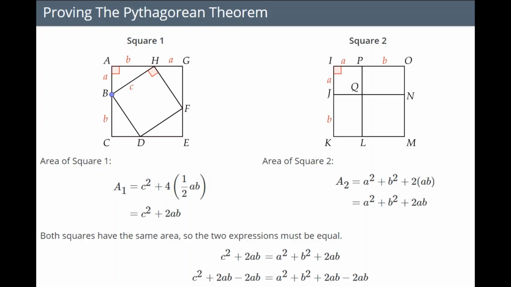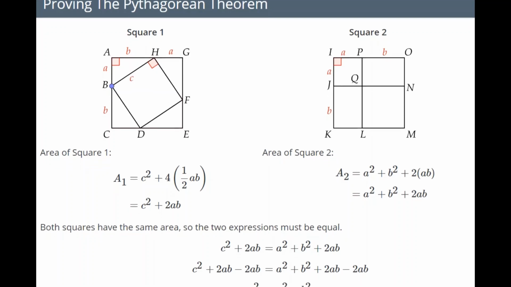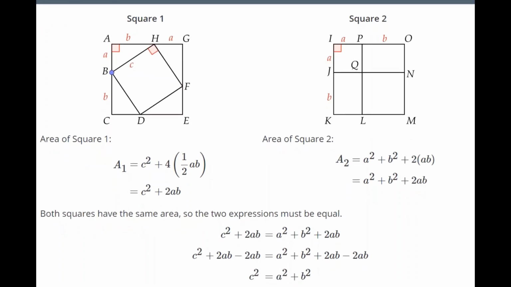Now both squares have the same area, so the two expressions must be equal. Therefore c squared plus 2ab equals a squared plus b squared plus 2ab. We subtract the 2ab from both sides and we get c squared equals a squared plus b squared, and that's the algebraic expression of the Pythagorean theorem.